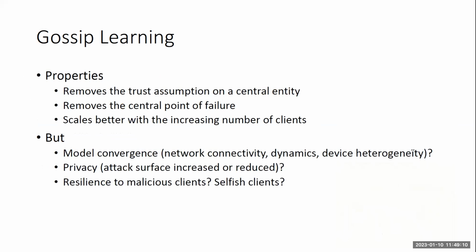So there are many properties that gossip learning has. First, of course, it removes the trust assumption that we have on the central entity, which is also a central point of failure. It scales better with an increasing number of clients. But there are many questions that we asked ourselves when we started working on this topic. Of course, model convergence: even though many works have studied model convergence in a decentralized manner, we can wonder what happens in practice if you have network connectivity problems, network dynamics, device heterogeneity, and so on. Does it work as well or not?